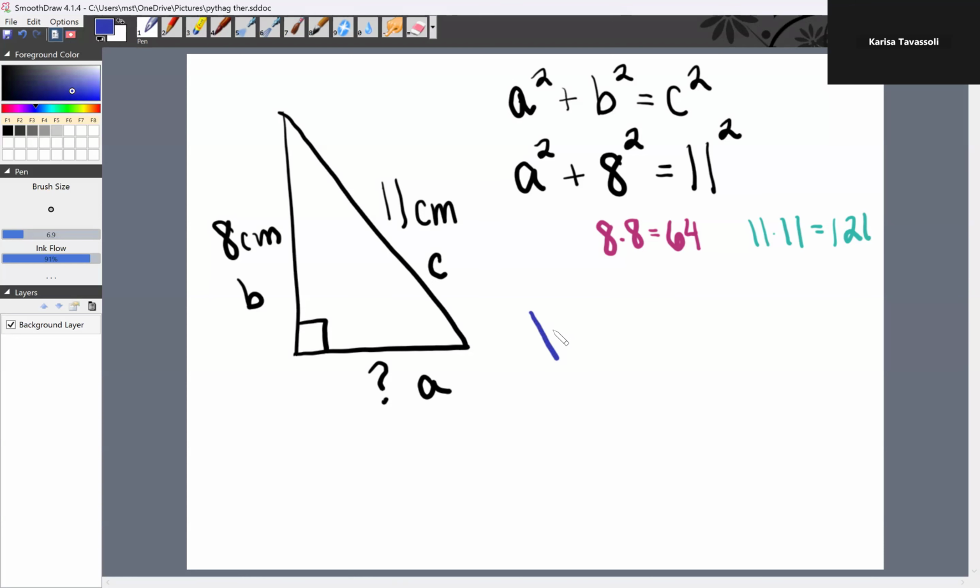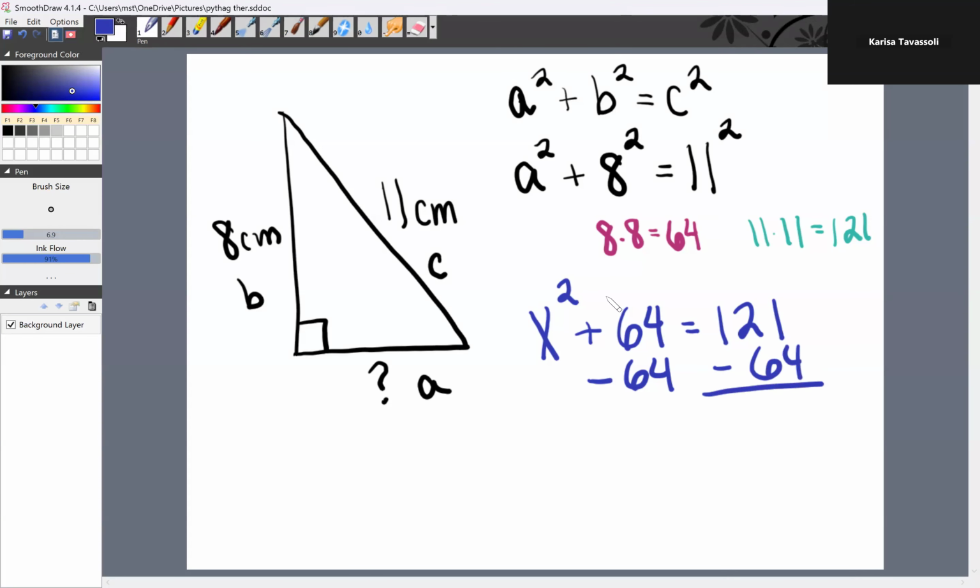I'm going to write x for what we don't know. I'm going to put in 64 for 8 times 8, and I'm going to put in 121 for the 11 times 11. Now we can solve for x. Let's subtract 64 from both sides. This cancels out. 121 minus 64 is 57. Nice work. So x squared equals 57.